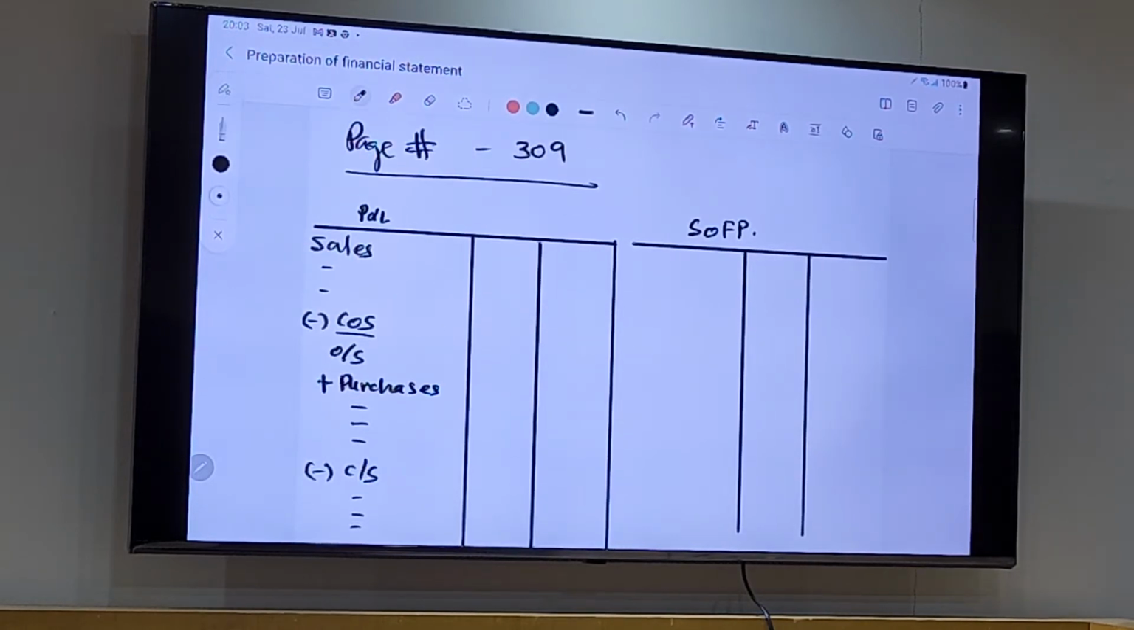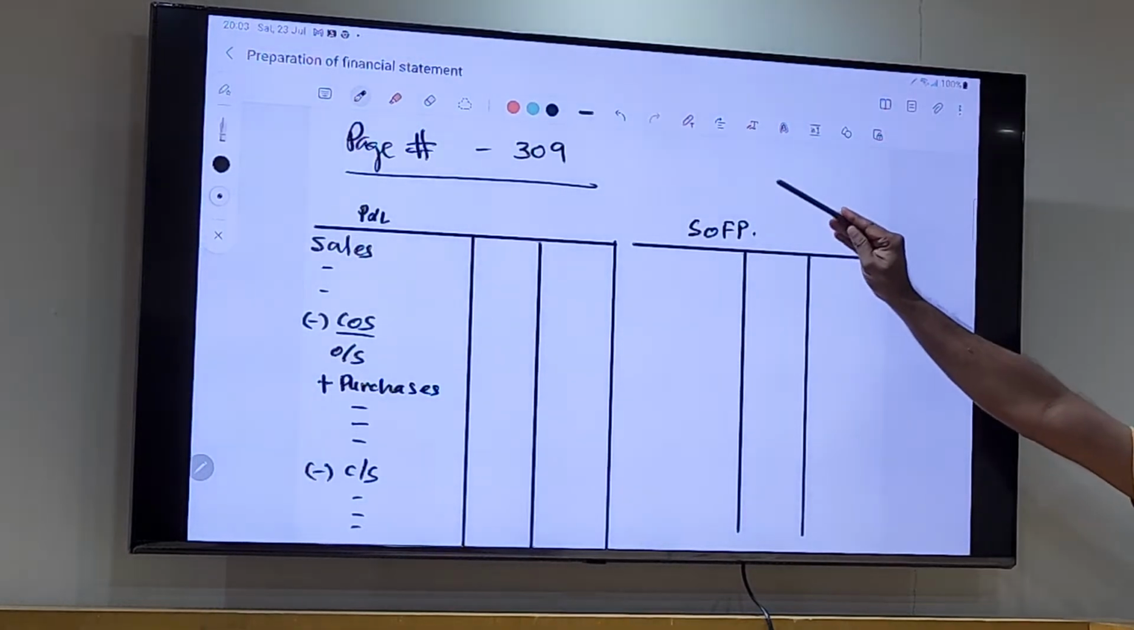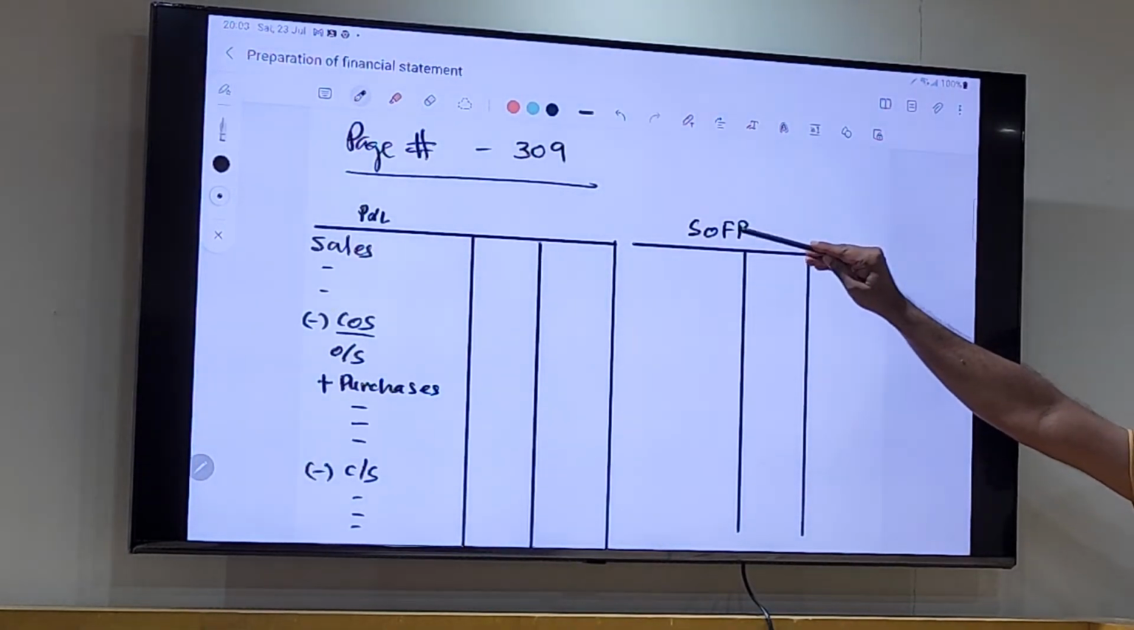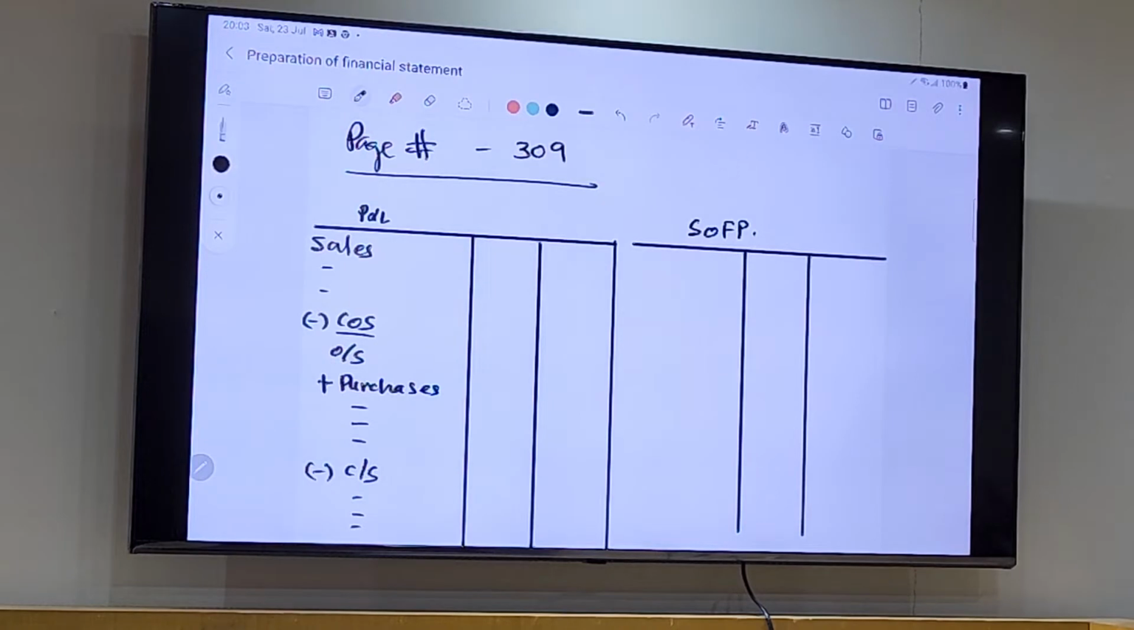Again, same thing. You have to write the name of the company, the name of the document, and the period. When you write the profit and loss account, you write a period range, from 1st of January to 31st December. But the balance sheet is on a particular given date. Remember the difference.